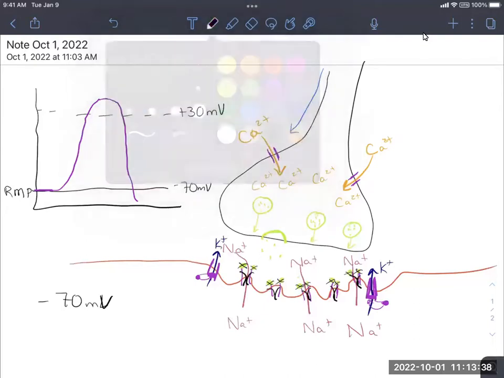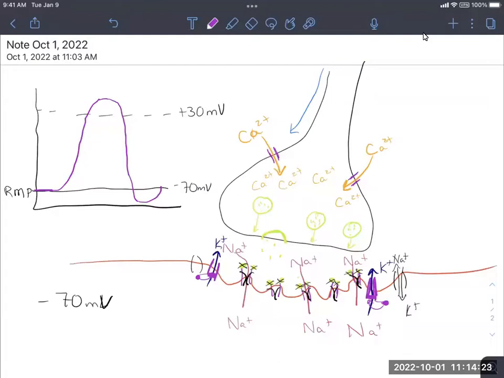Our cells have leaky channels. Leaky channels allow sodium and potassium to go back and forth in and out of the cell. So these leaky channels are what is going to cause that more negative to get back to its resting membrane potential. It brings the cell back to its negative 70 millivolts.